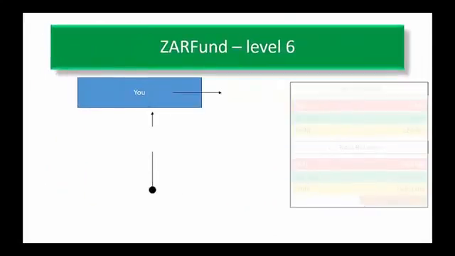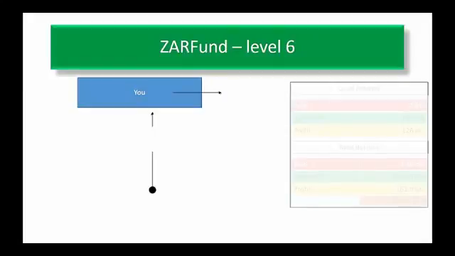So now we get to the final stage, which is level 6. Level 6 is the very last level within this matrix. Does not mean that you'll stop receiving payments after this level. It just means that you cannot receive more payments than what this level has to offer.